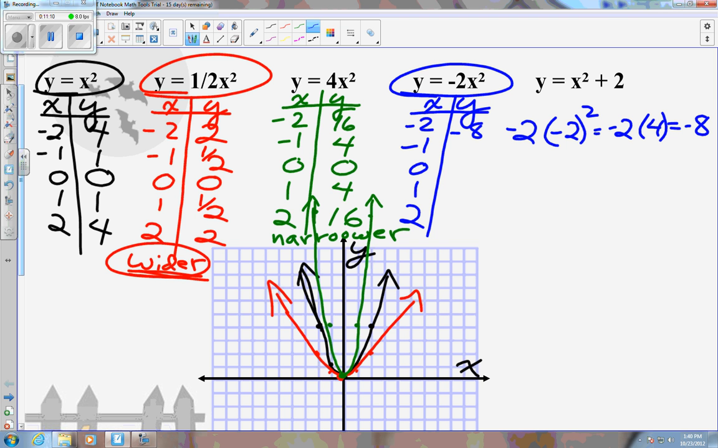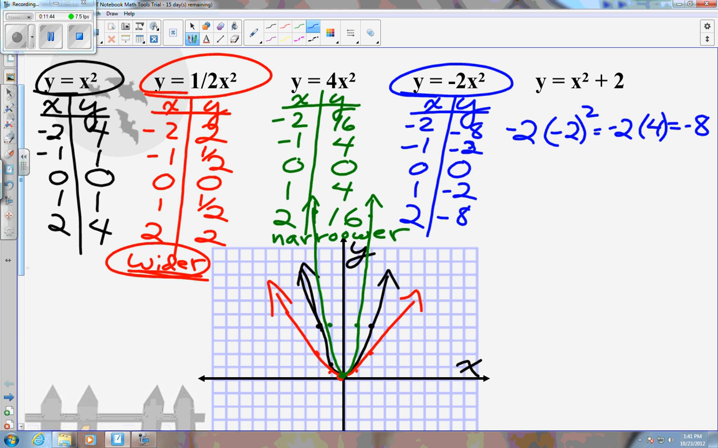So let's think about this for a minute. If it's an x squared, it's always positive. If it's a negative something times x squared, it's always negative. So all of these are going to be negative. So it's upside down. So negative 1 squared is 1 times negative 2 is negative 2. 0 times negative 2 is 0. 1 squared times negative 2 is again negative 2. 2 squared is 4 times negative 2 is negative 8.